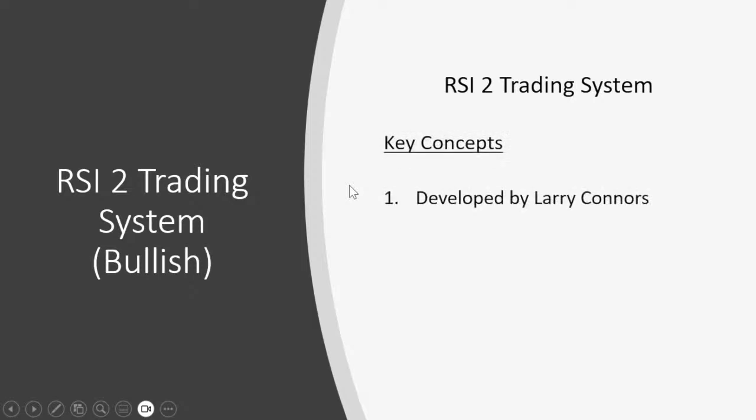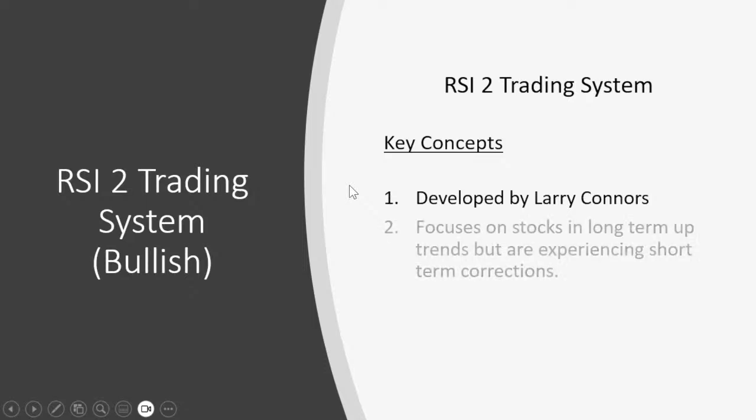You may have heard of him. He's been doing this for 40 plus years, decades of experience in the financial markets industry. He's an author. He developed this system called the RSI2. It focuses on stocks in long-term uptrends, but that are experiencing short-term corrections. Okay, that's rather vague, isn't it? All right, stocks in long-term uptrends, but experiencing short-term corrections.